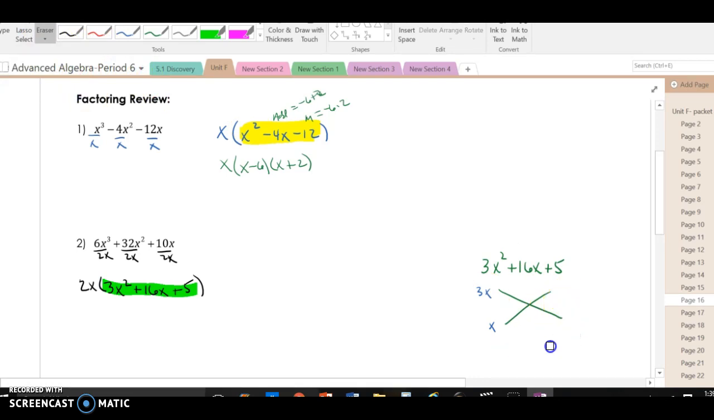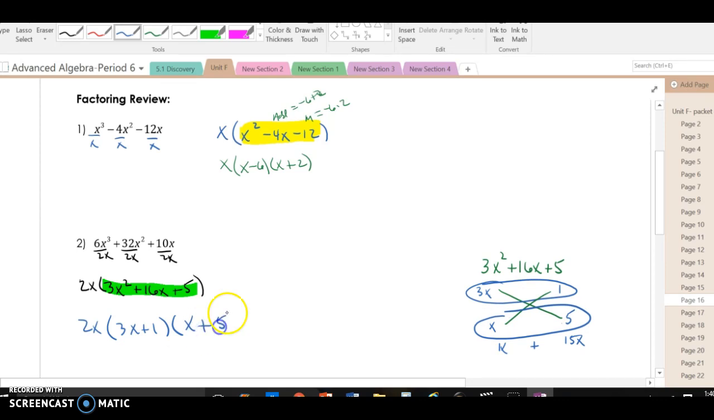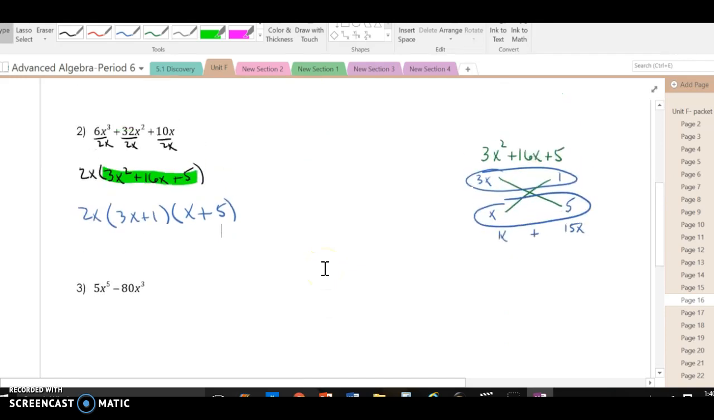So we're going to go ahead and try it a different way. We're going to put the 1 here, the 5 here, and now 3x times 5 is 15x. 1 times x is 1x. Does that add up to 16x? Yes. Now we know that factors out to be 2x times 3x plus 1 times the other factor, which is x plus 5. Some of you guys might remember other methods from Algebra 1, but for right now, this is the method I'm going to show each time.